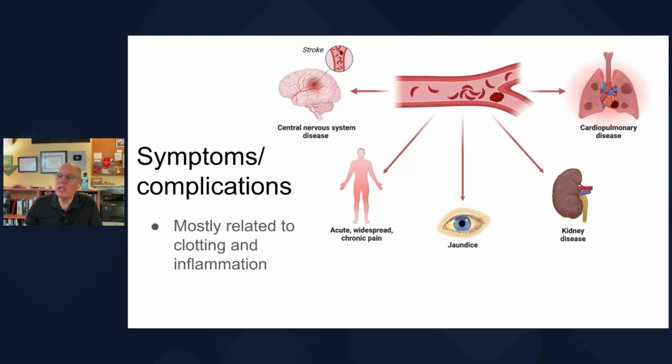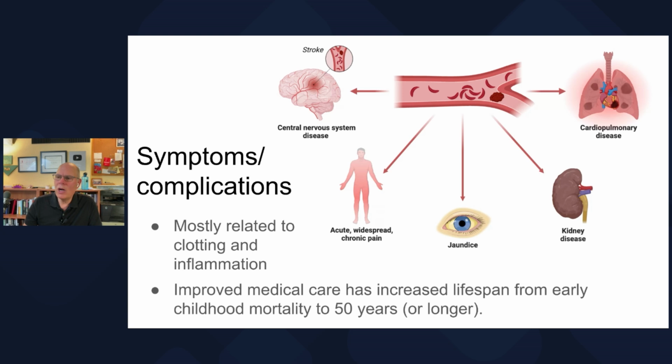You can have problems related to the heart, again caused by blood clots that can get into the heart and the lungs. These blood clots can affect the kidneys. They can affect the liver, leading to the production of a substance called bilirubin, and that causes yellowing of the whites of the eyes. But that's really just a symptom that shows you there's some underlying stuff that's going on. And then, most importantly, there are acute, widespread, chronic pain crises, and the pain can be debilitating.